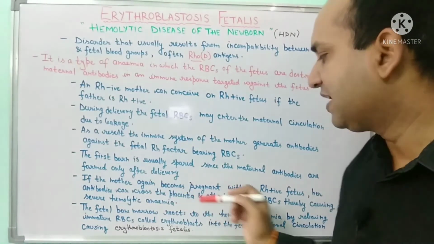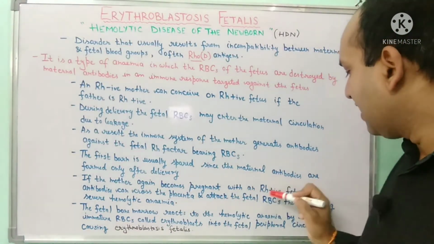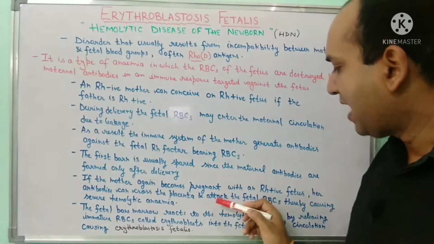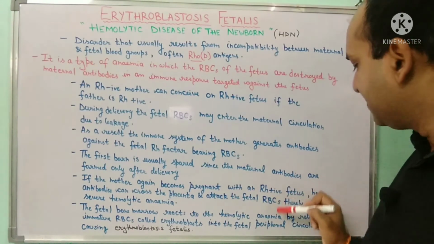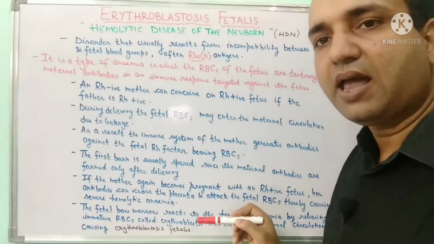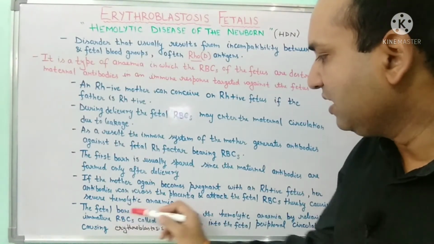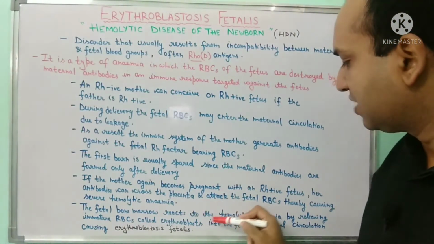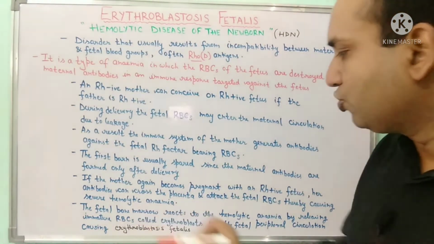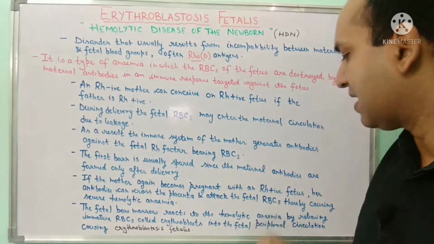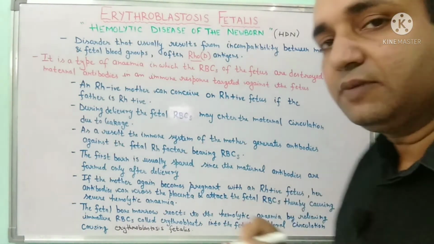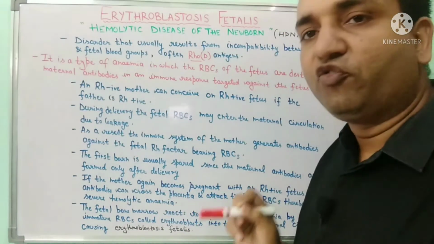If the mother again becomes pregnant with an Rh positive fetus, her antibodies can cross the placenta and attack the fetal RBCs, thereby causing a severe hemolytic anemia. The fetal bone marrow reacts to the hemolytic anemia by releasing immature RBCs called erythroblasts into the fetal peripheral circulation, causing erythroblastosis fetalis.